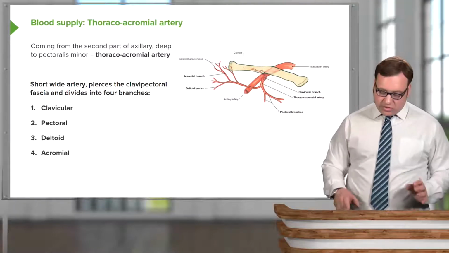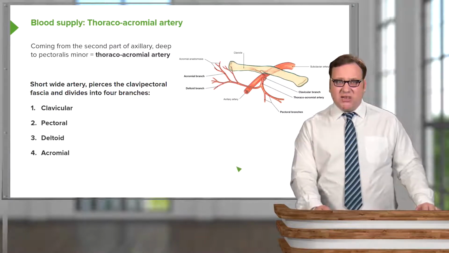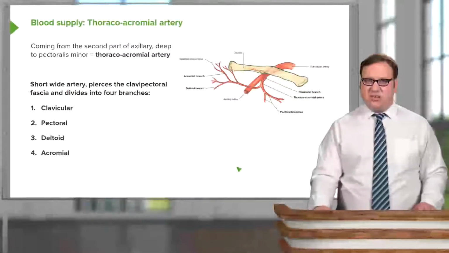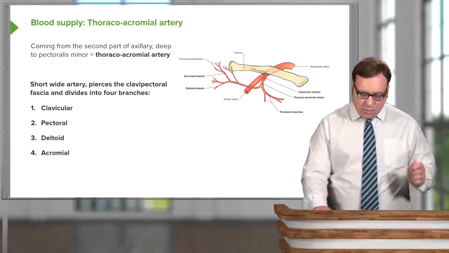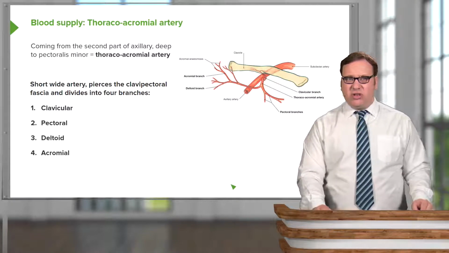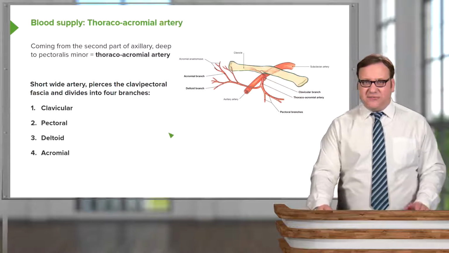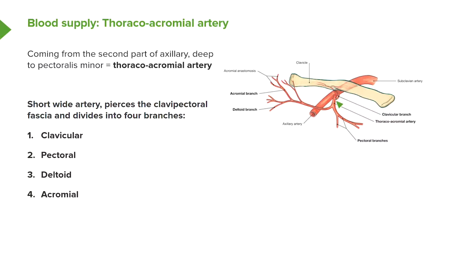But first of all, I just want to talk about the thoracoacromial artery. This is an artery coming from the second part of the axillary artery, deep to pectoralis minor. It is a short and wide artery that pierces the clavipectoral fascia, and it divides into four important branches. We can see it's coming off here. It's very short. It's quite wide, coming from the second part of the axillary artery.